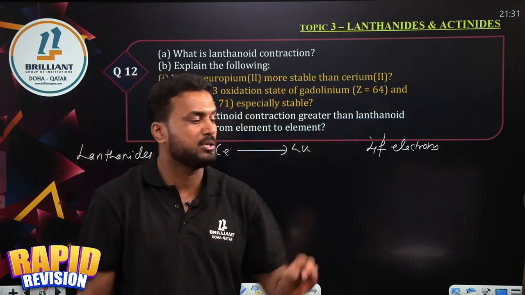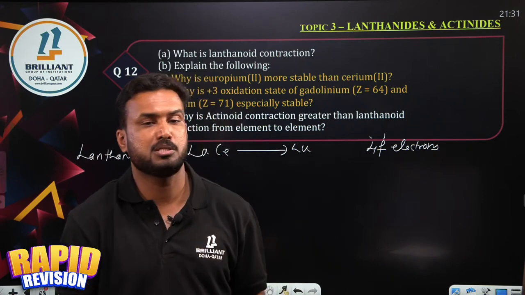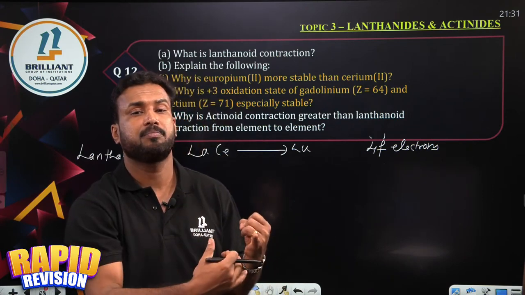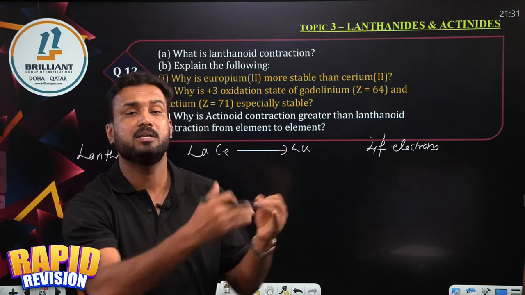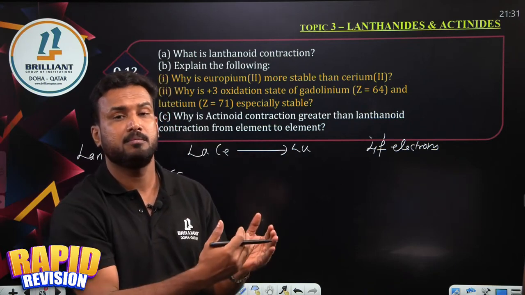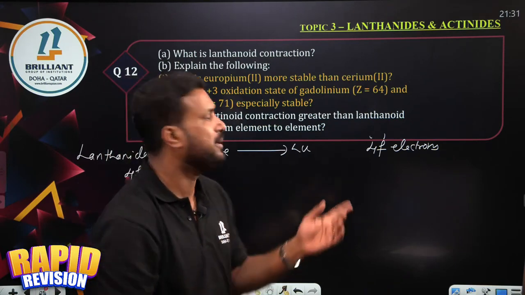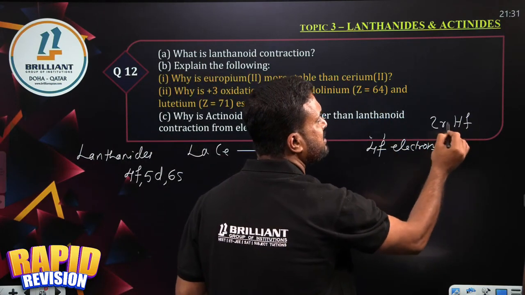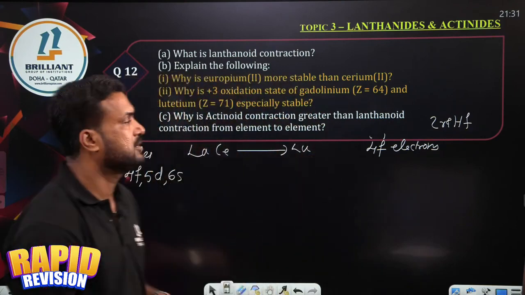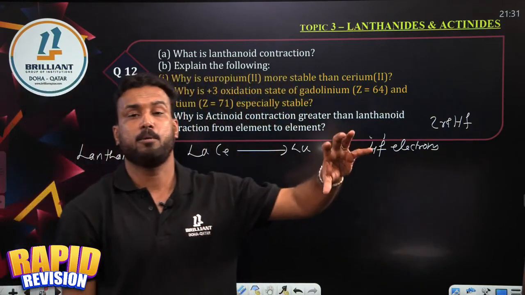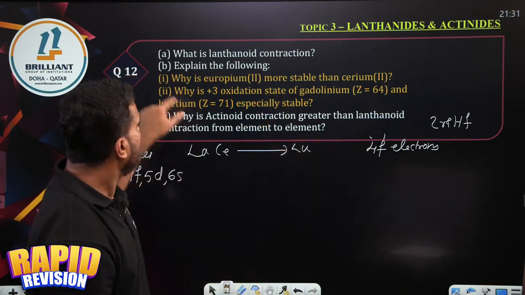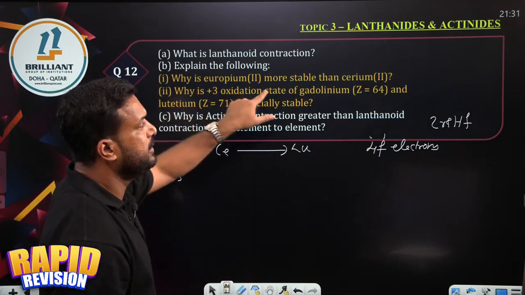And you know, two consequences are there. What are the two consequences? First one, similar atomic size of 3d and 4d elements, meaning elements in 3d and 4d series have similar size. For example, we learned zirconium and hafnium. Zirconium and hafnium have the same size because of lanthanide contraction. And the basic property of hydroxides decreases from lanthanum hydroxide to lutetium hydroxide. Okay, we can go for the next one, europium.